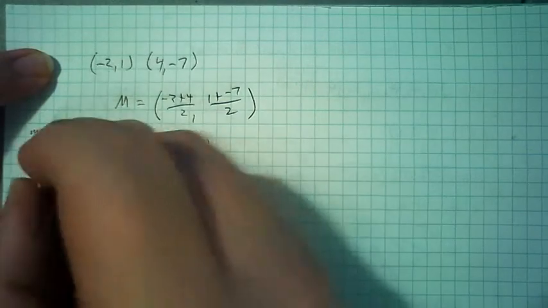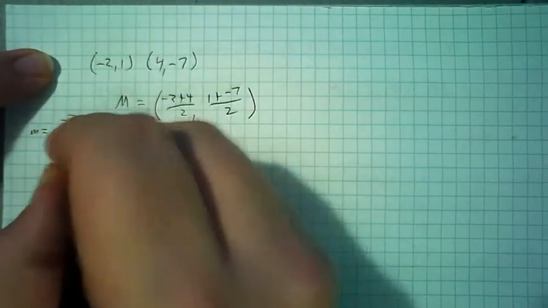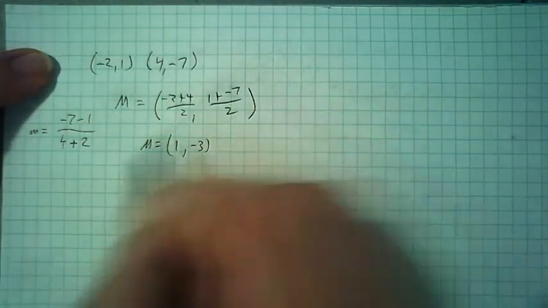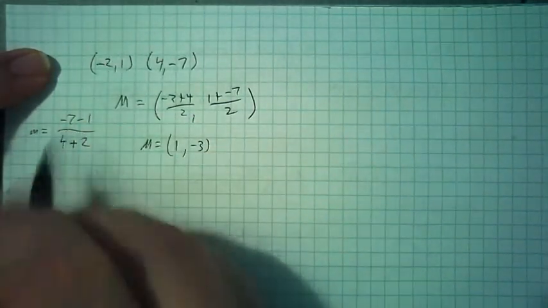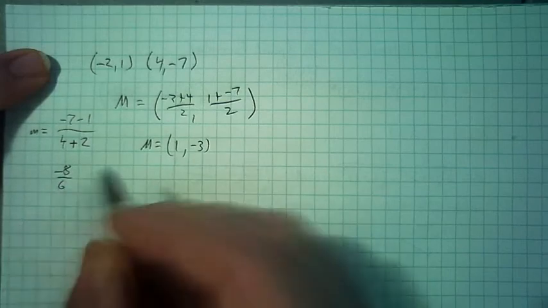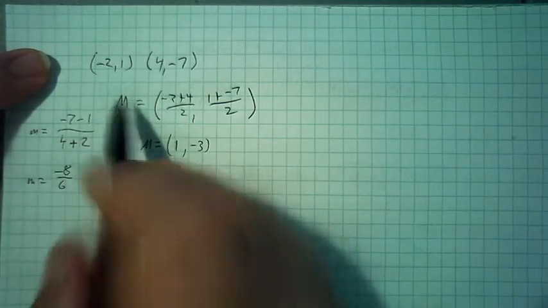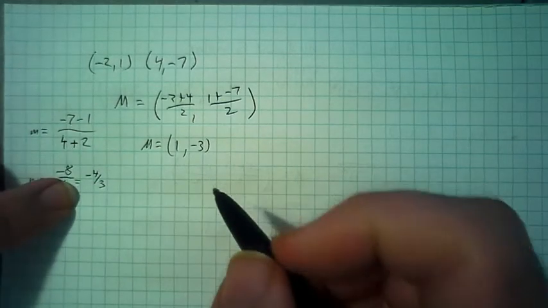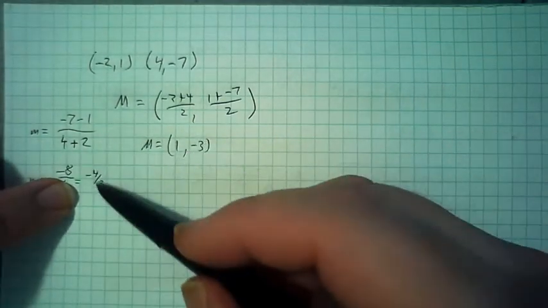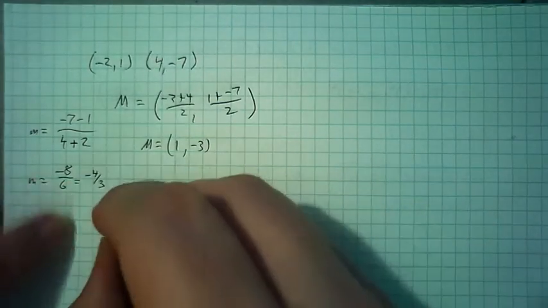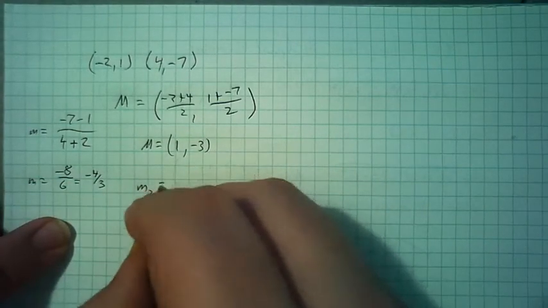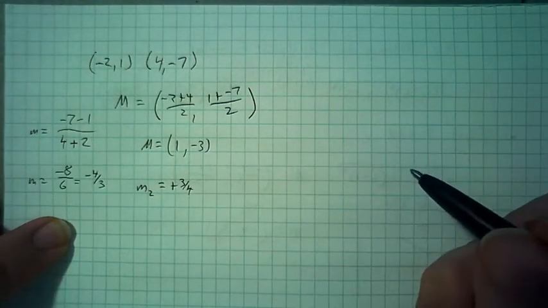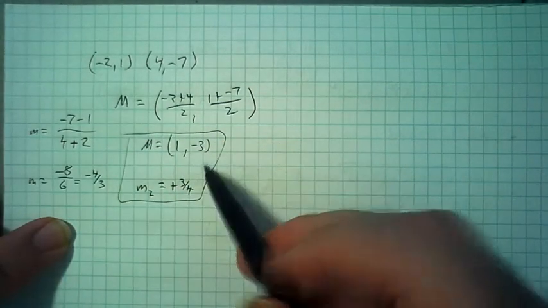The slope is y2 minus y1 over x2 minus x1. Minus negative 2 is plus 2. That's negative 8 over positive 6. So the slope of the segment is negative 4/3, which means if I need to be perpendicular to that, I need to change the sign and find the reciprocal. So the slope of my line is going to be positive 3/4. Turn it upside down, change the sign. And that's the information for my line.